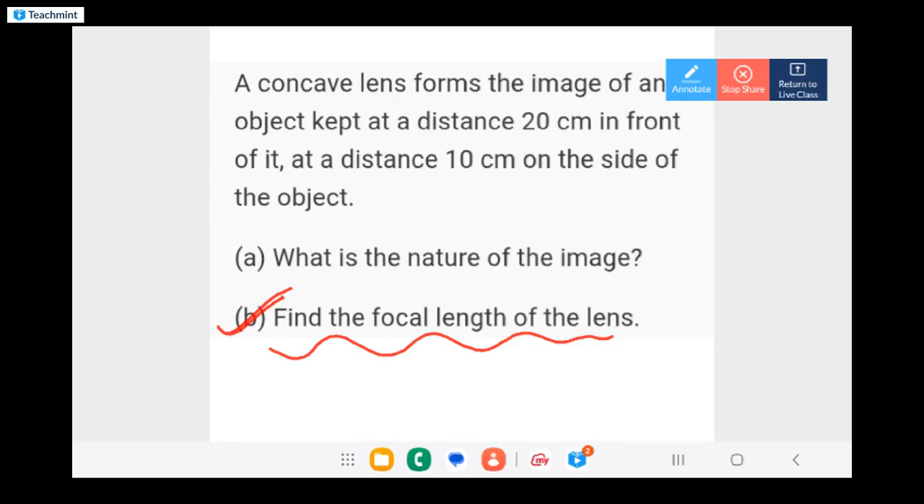One second, I have to join back because my screen is black. Oh wait, now I can see it. Okay.